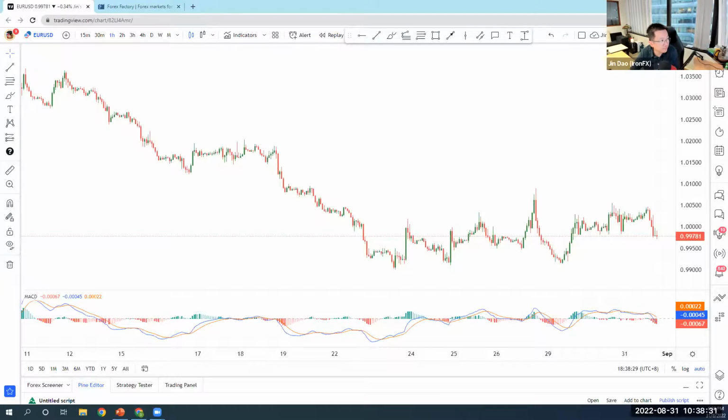Let me just check something. See if I can load that up. Give me 1 second. Not loading. Let me just have a look. I'm trying to load the MT4 just to show you, but the MT4 doesn't seem to be loading well.